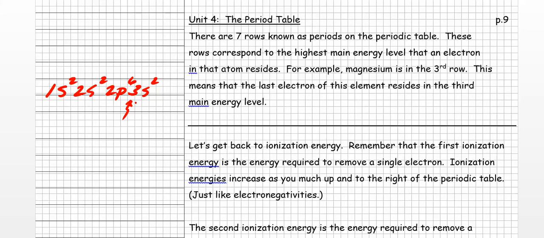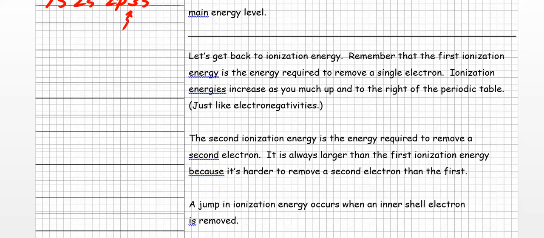Now I want to get back to ionization energy. Remember that the first ionization energy is the energy required to remove a single electron. All right? So ionization energies increase as you move up and to the right on the periodic table, just as do electronegativities. Ionization energies get higher and higher as you move up and to the right.